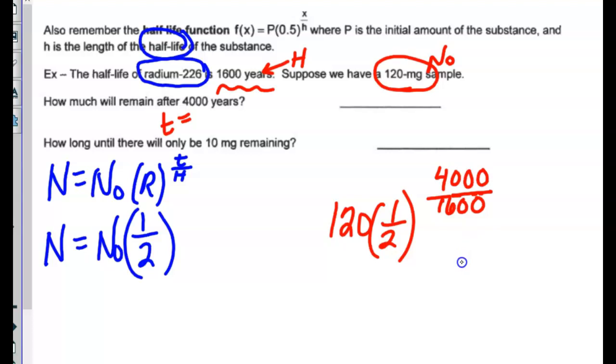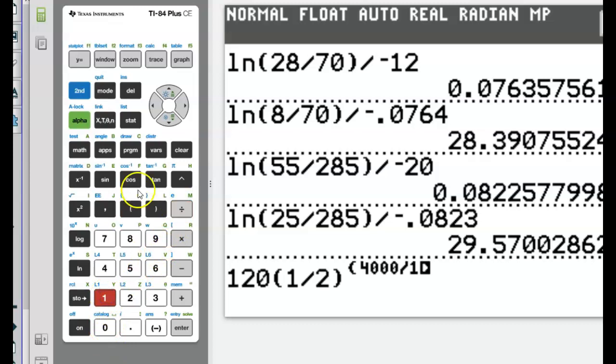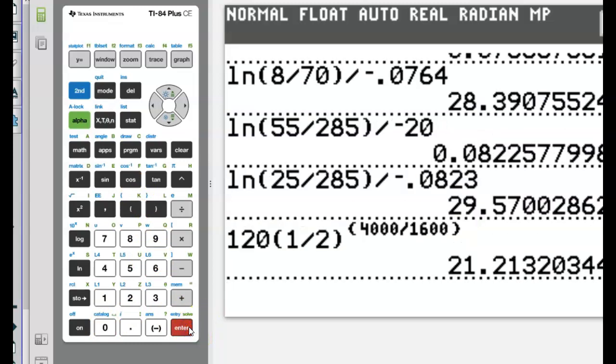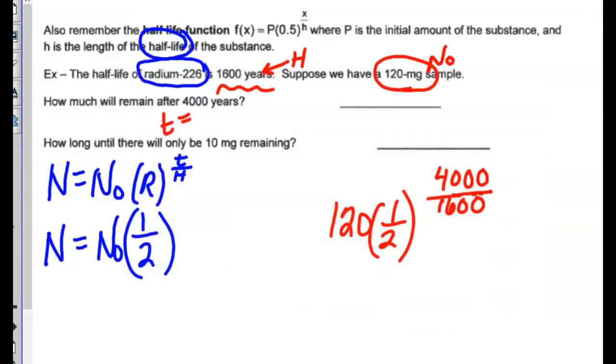All right, so type that in very carefully. 120 times 1/2, you could just do 0.5 to the power of, and I'm going to put parentheses, you really don't need them as long as you got the little box. And then it's 4,000 divided by 1,600. Thank you. I know I wasn't remembering it right. 21.21, anybody? Okay, that's the first answer here.